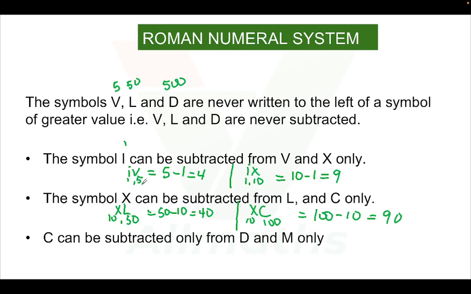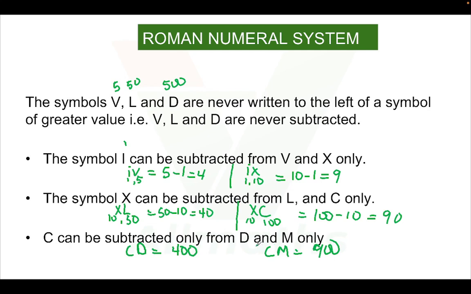Last rule here is that what? C can only come behind D and M. So you can have CD. What will CD be? Let me leave you to break that down yourself. And of course, you should be able to arrive at what CD will give us: 400. And C can also come behind M. And CM should give us 900. So you can see, as a matter of fact, these are the 6 numbers you can form using the subtraction rule in Roman numeral.